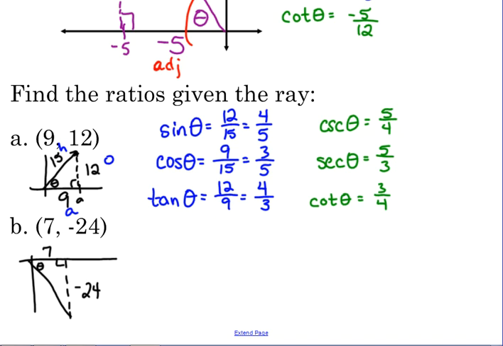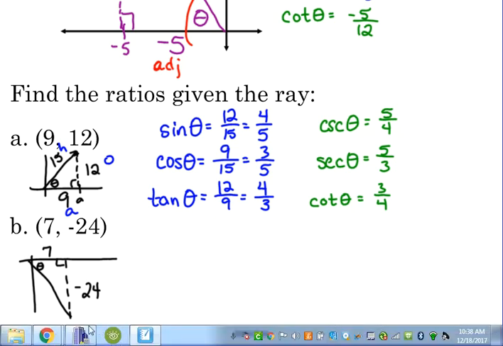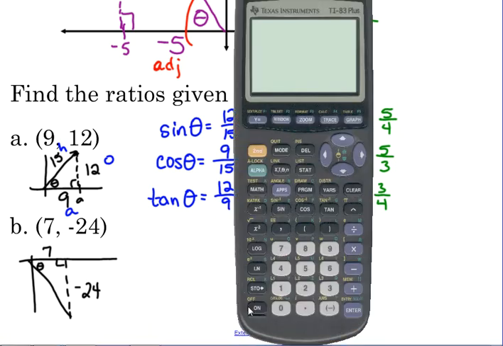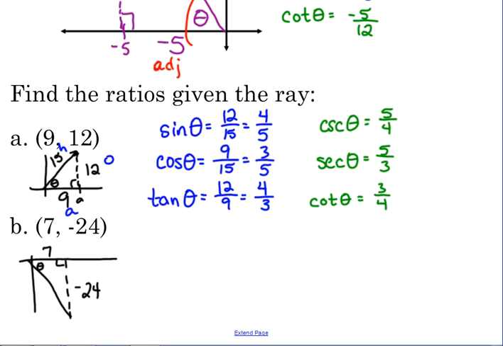All right, 7 and 24 don't form a special right triangle. So let's look at what we've got. Oh, well, that's nice. It is 25. Well, it's not a special triangle, but it does come out to be a whole number, so that's good. 25. All right, so let's see here. 25 is the hypotenuse, 7 is the adjacent.